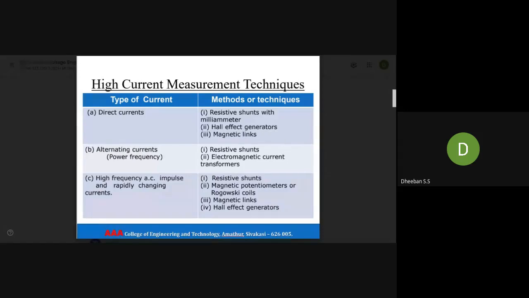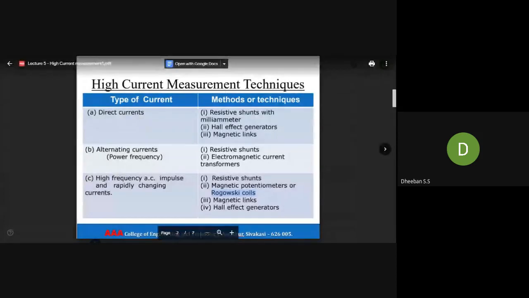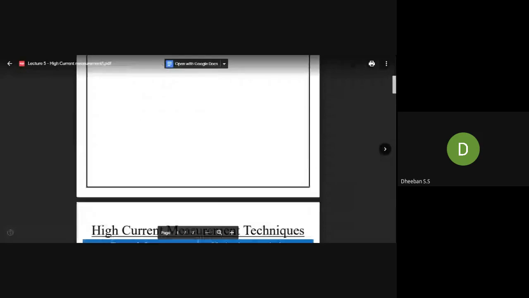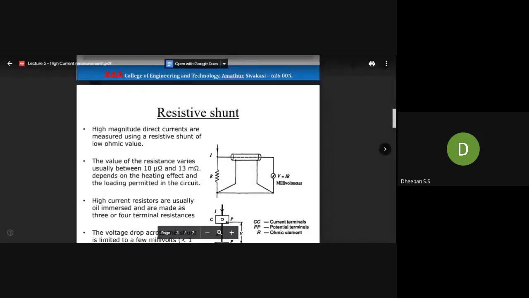And after that, for measuring high AC impulse current, you will be making use of resistive shunts again, and again Hall effect generators. Then we'll be making use of a device called the Rogowski coil. In these things, the most common ones are these four methods, which we'll be seeing in this lecture, starting with resistive shunts.